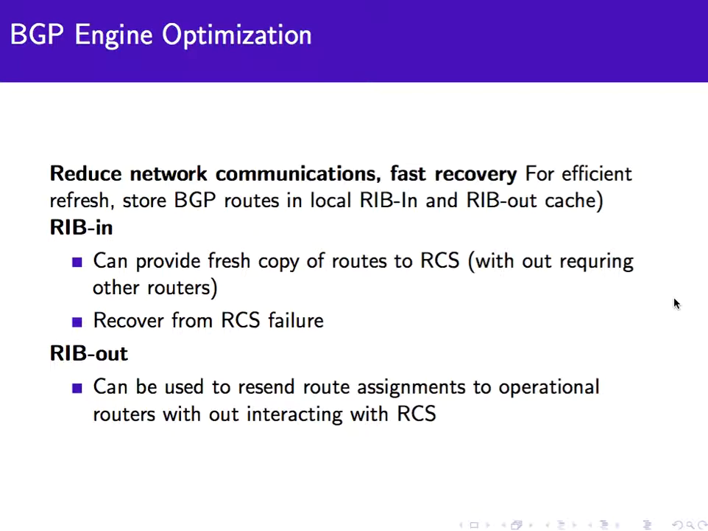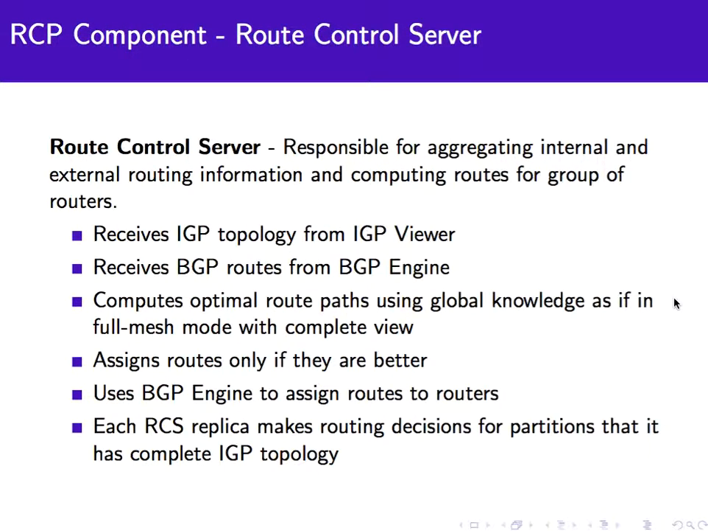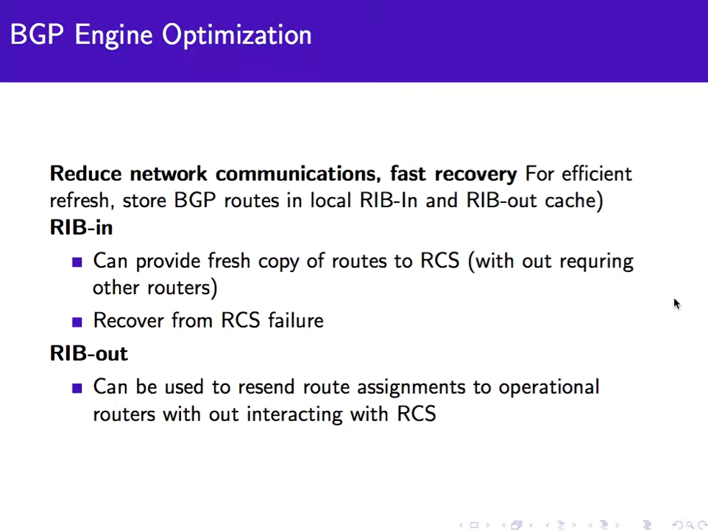The RIB-out, similarly, can be used to resend route assignments without having to requery the RCS. Again, these optimizations significantly reduce the workload and potential network churn.